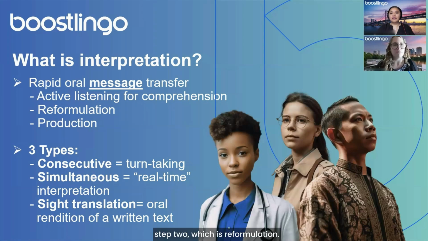And then we move on to step 2, which is reformulation. This is what we typically think of when we think of interpretation. It's where we flip word order, we substitute different words so that it sounds normalized in the other language. This is also where we take into account cultural context, tone, intention, what the speaker is attempting to convey. And the third step is production, which is simply what ends up coming out of our mouth.